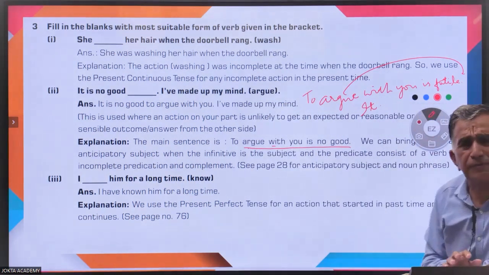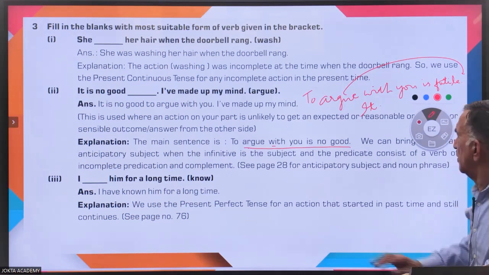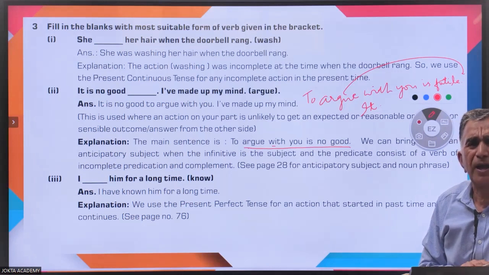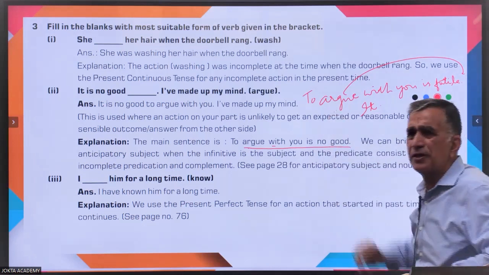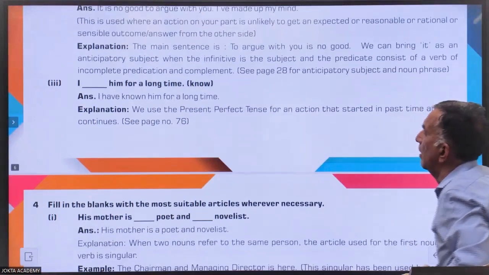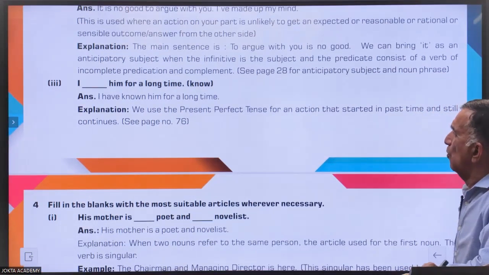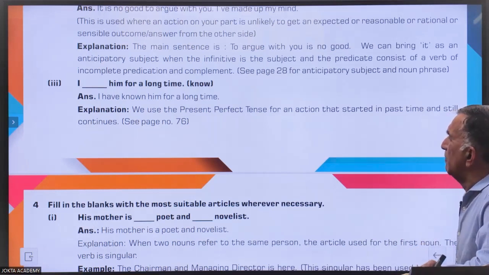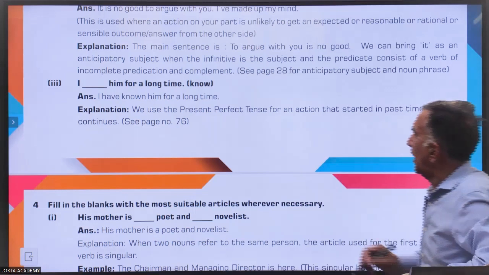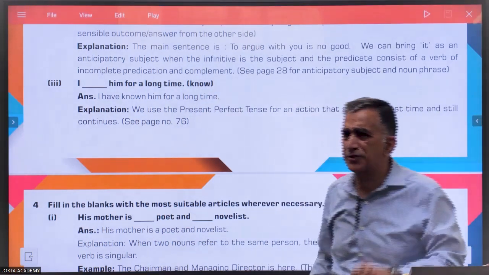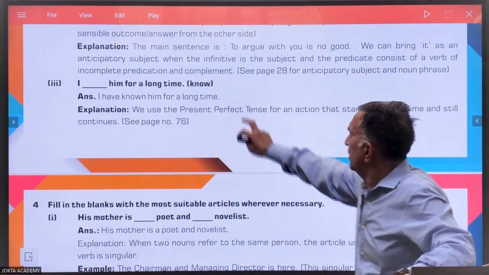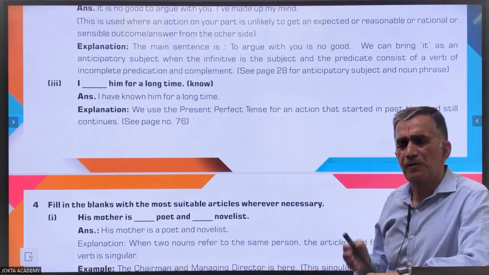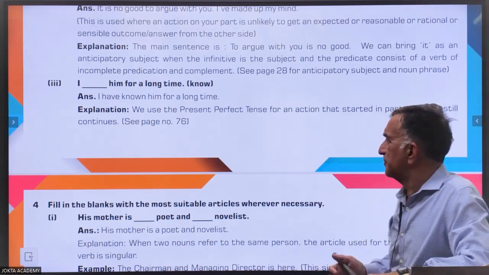This is slightly difficult. I advise all of you to consult the concept of anticipatory subject, "it", and infinitive as the subject. The verb used is "know" for a long time. The action is know. I have known him for a long time. Every action has time and type. Here, the time of action is present and the type is perfect. So we use the present perfect tense.